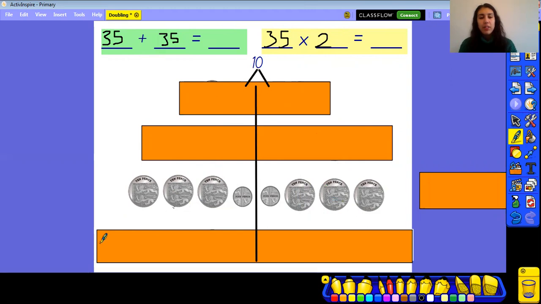So this time, let's have a look at our 10s. So I've gone from 1, 2, 3 10s to now having 4, 5, 6 10s. But then when I doubled my 5, that gave me an extra 10. So now I've got 7 10s. I've got no ones outside of that. So 35 times by 2 is 70. Lovely.